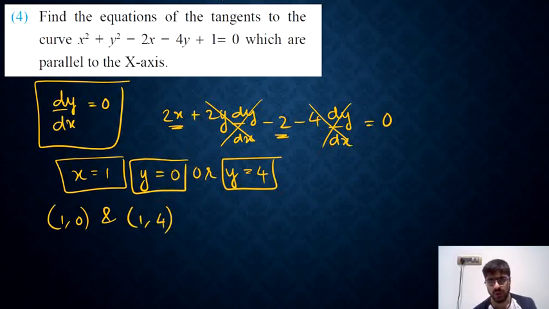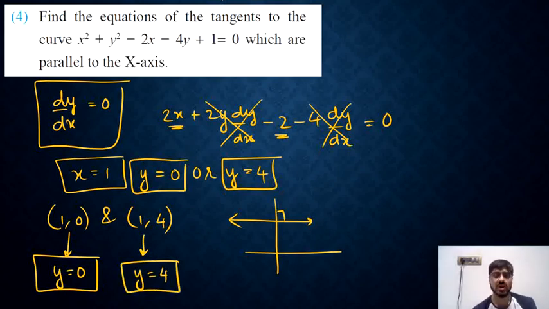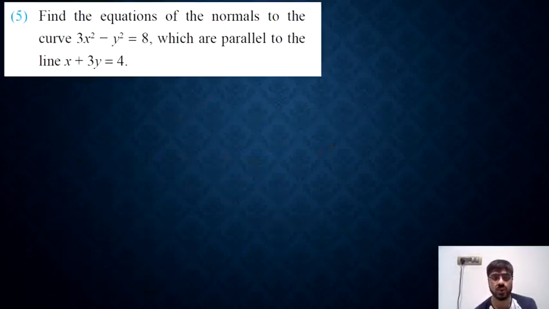Because the slope of tangent is equal to 0, we will say that the line is going to be horizontal, and any horizontal line in the xy coordinate system is going to be perpendicular to y, and that is why the equation for that line will be y equal to constant. So for a line which passes through 1, 0, the equation of the tangent here will be y equal to 0. And for the line passing through 1, 4, the equation will be y equal to 4. So these are the equations of your tangents for the fourth question.